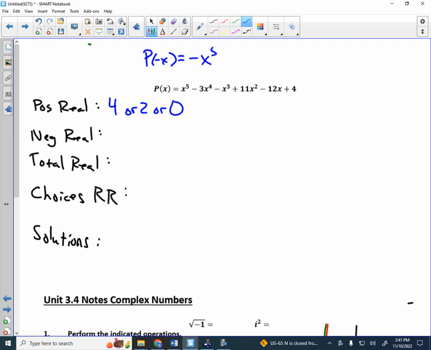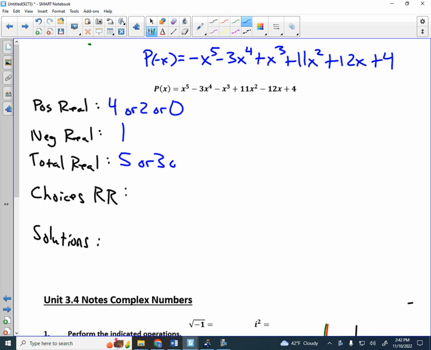Negative x to the 5th minus 3x to the 4th plus x cubed... sweet. Sign changes. 1. So we're guaranteed 1 negative just like in the last one. So there's going to be 5 or 3 or 1.